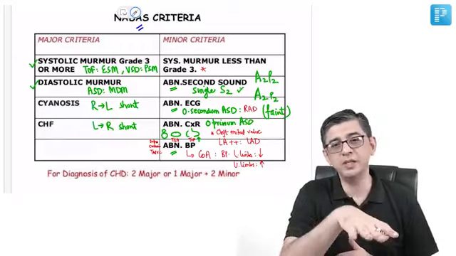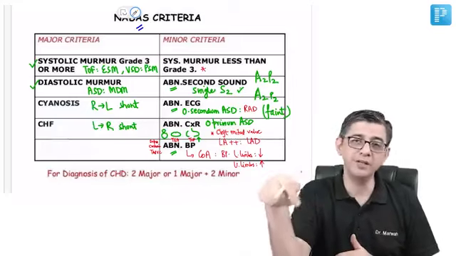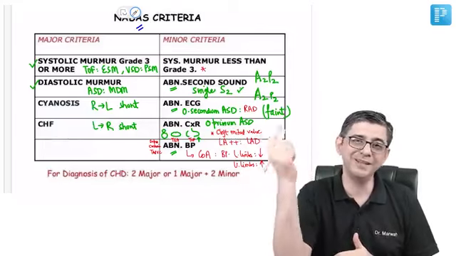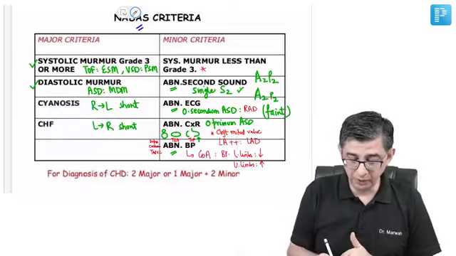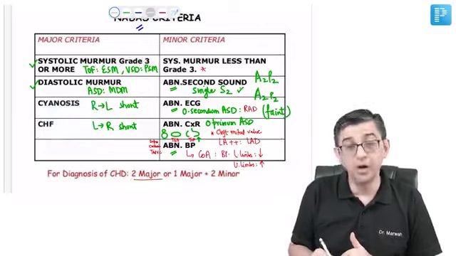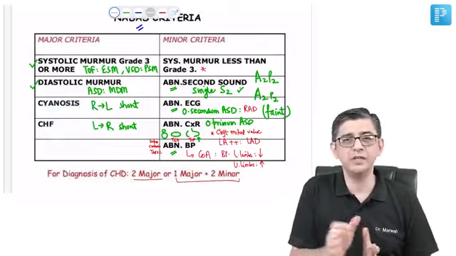ASD usually presents at 5 years of age because the pressure difference, left atrial to right atrial pressure difference, is very, very less. Because it's a low pressure shunt, the presentation is delayed up to even the adult age group. So you could be having two major criteria coming up. That's one important aspect: two major, or it could be one major but two minor criteria. And let's just revise them once again.